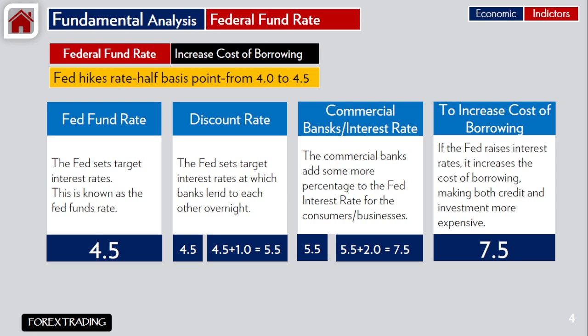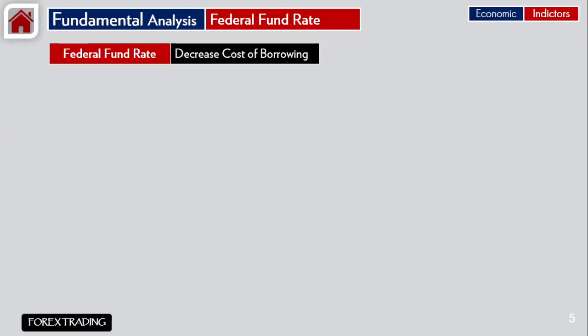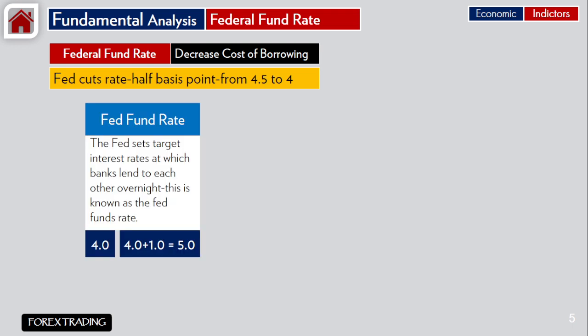It makes it more expensive for consumers and borrowers to get money, and credit is more expensive. Now let's look at the reverse example, when the federal fund rate decreases, which decreases the cost of borrowing. The Fed cuts the rate by 50 basis points from 4.5 to 4.0. In the previous slide they increased it from 4.0 to 4.5. Now it is decreasing, so let's look at the impact of decreasing the cost of borrowing. This is now the new rate, 4.0, decreased from 4.5.